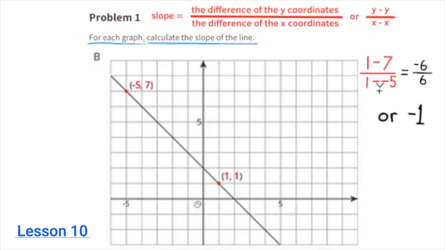This means that the rise goes down 6 units, or negative 6 units, and the run moves to the right, or runs positive 6 units.